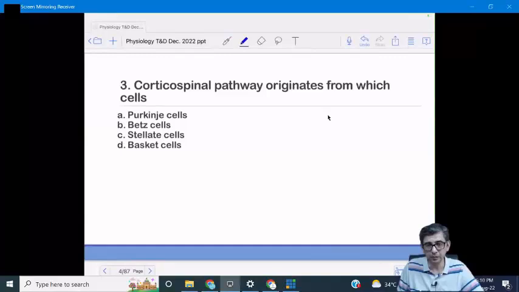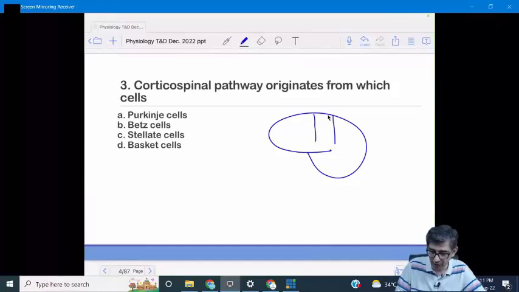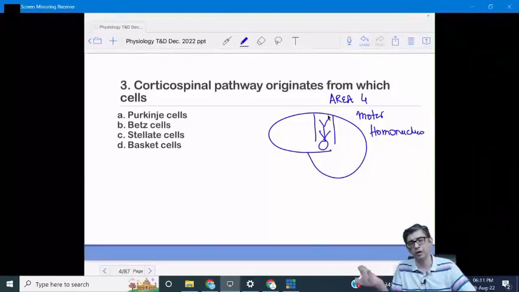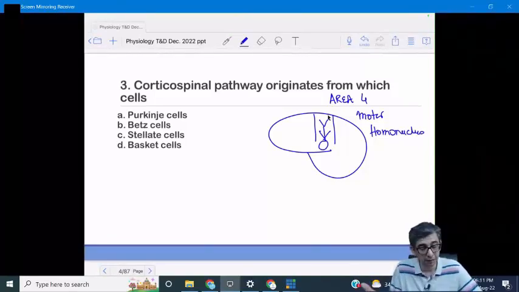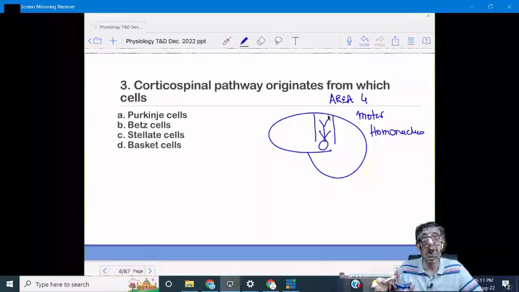The question says corticospinal pathway originates from which cells? So corticospinal pathway will be originating from area 4 of the brain. Area 4 of the brain is what is called the motor homunculus. That is where we have each and every muscle in the body. Like at the moment when I'm sitting before you and noting down information, my hand muscles are being used, but each and every muscle of my body is under control of my brain. So from the cells in area 4, the motor homunculus, the fibers that originate control each and every muscle of our body.